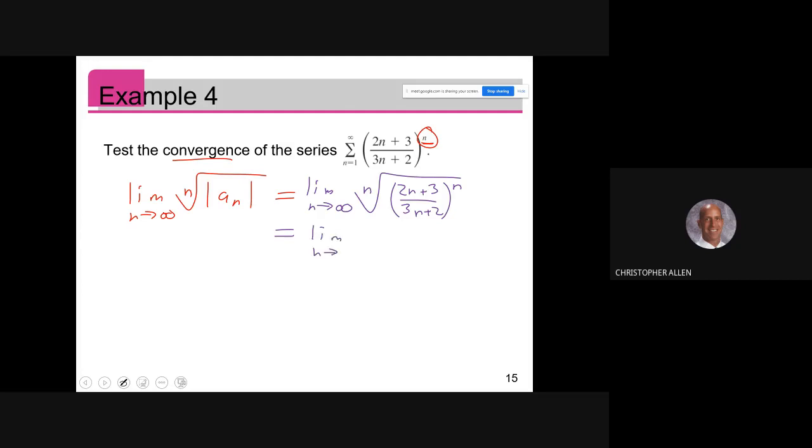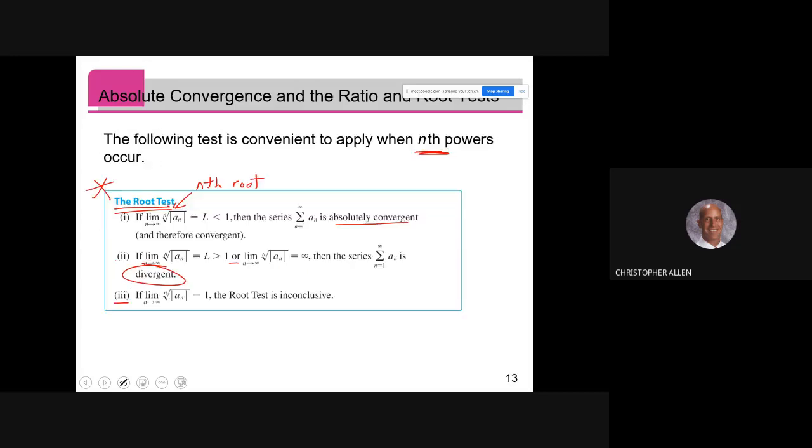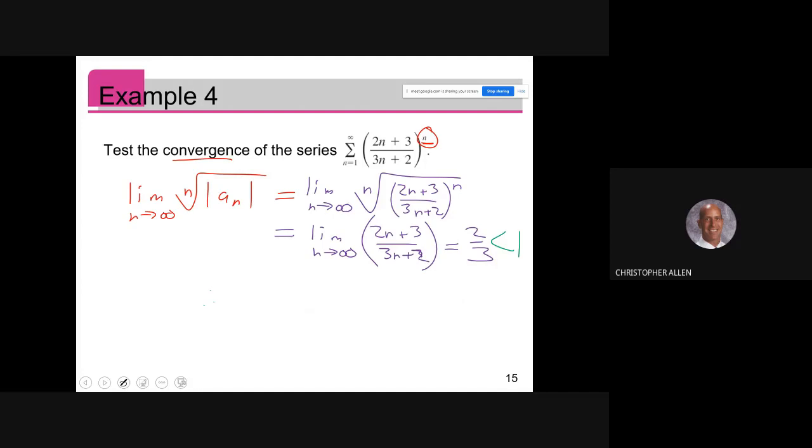So you get the limit as n goes to infinity. Now we're talking a very easy calc 1 question, aren't we? Oops, that's a 2. What is the limit of that fraction? You can just look at it and see, can't you? What is it? It's 2/3. And guess what's true about 2/3? It is less than 1. So let me jump back here real quickly. Via the root test, if the limit is less than 1, this series is absolutely convergent. So we are going to conclude, therefore, the series (2n plus 3 over 3n plus 2) to the nth power is absolutely convergent by the root test.